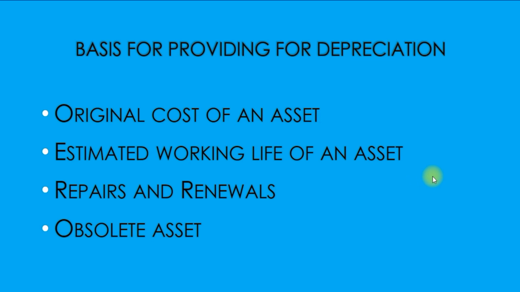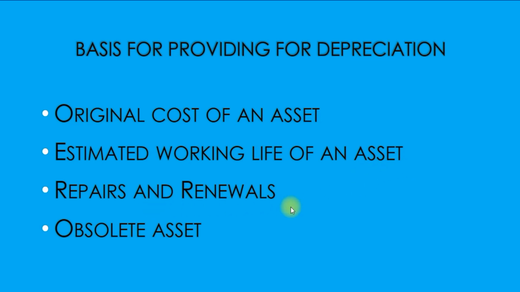Let's see what each of them means. Original cost of an asset includes the amount spent for acquiring the asset, and also expenses for freight and carriage, erection charges and other expenses. So everything is included in the original cost of an asset. What is estimated working life of an asset? It is actually the number of years that an asset may be in service or may be used. That is estimated working life.